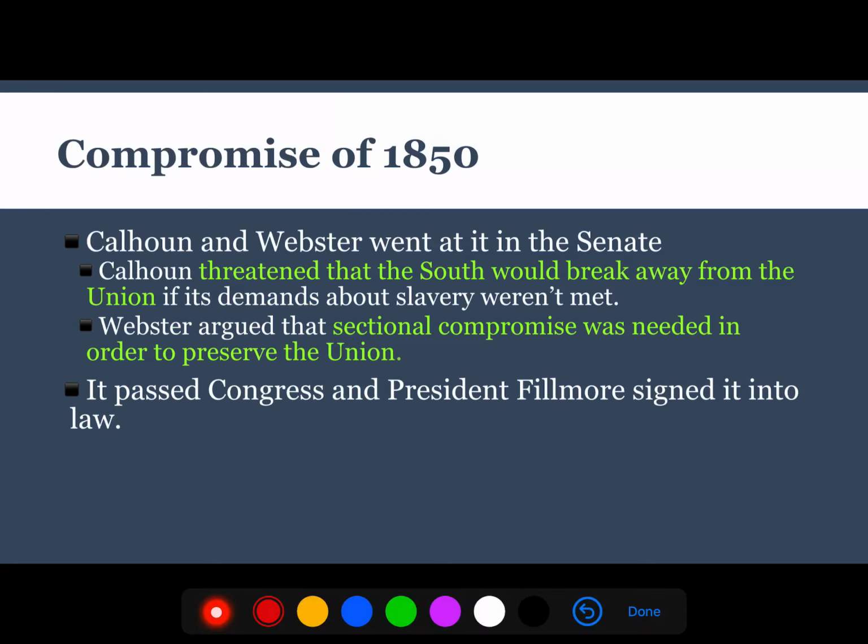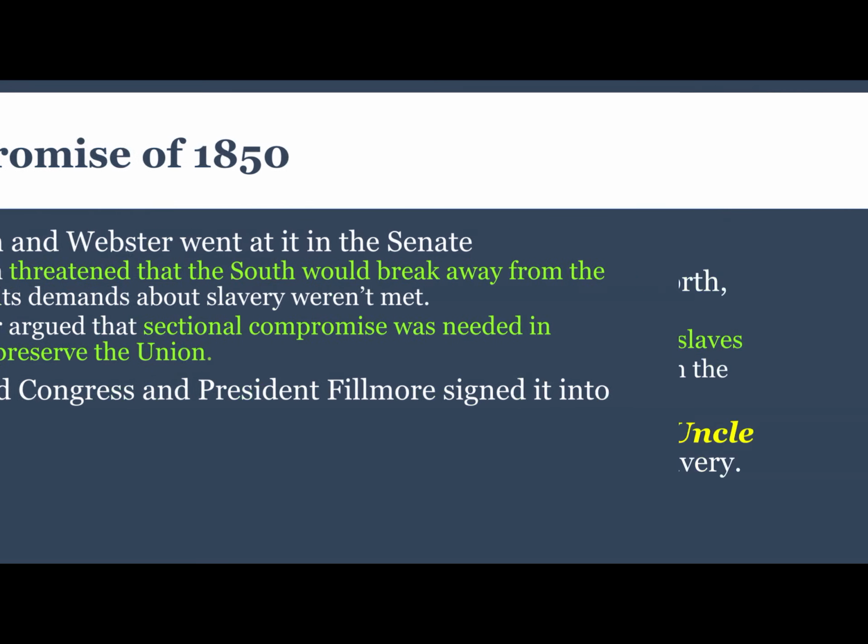John C. Calhoun and Daniel Webster are two main senators that are very powerful and very influential during this time period, and they're going to go after each other in the Senate. Calhoun represents South Carolina. Webster represents Massachusetts. So you can kind of obviously see where they fall on this issue. Calhoun threatens secession, which is nothing new, and then Webster is saying that you need compromise. So they battle it out, and ultimately the compromise passes Congress and the Senate, and President Fillmore, who's irrelevant except for this one action, signs it into law.